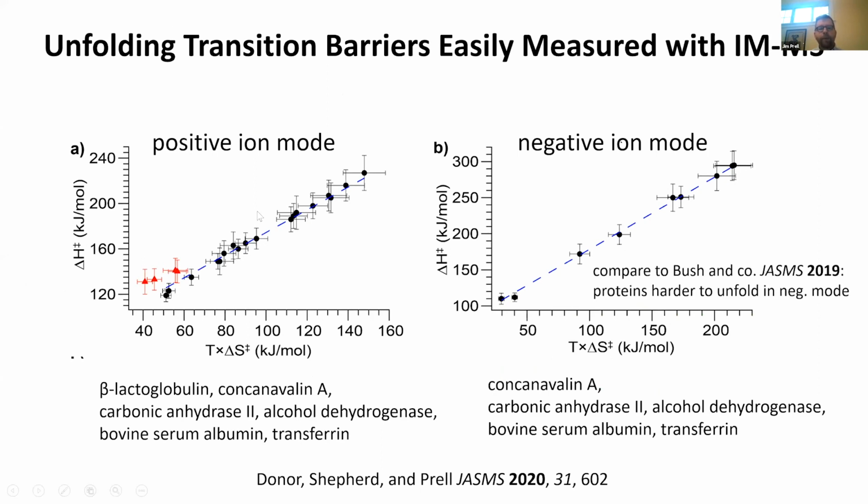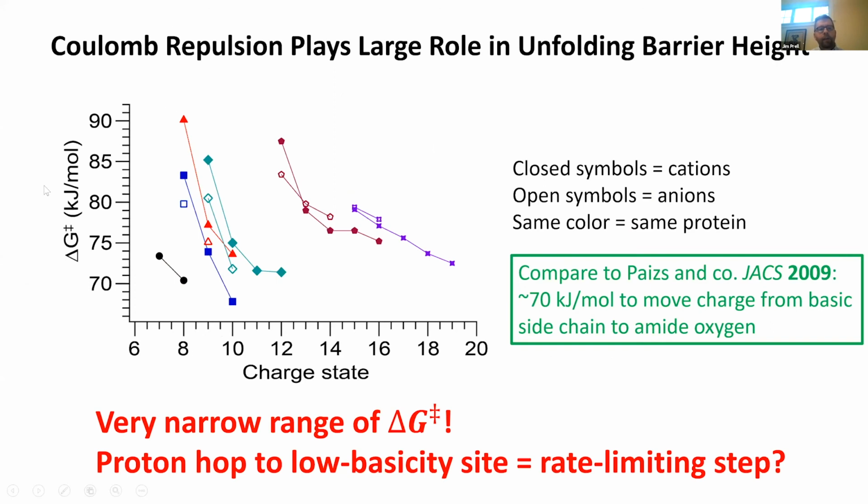negative ion mode. One of the interesting things we found out is that ions are indeed harder to unfold in negative ion mode. That agrees very well with results from Bush and coworkers. We also see an interesting correlation between the delta H and delta S double dagger of unfolding. And we were able to plot the Gibbs free energy of unfolding as a function of charge state, where we see very clearly sort of a 1 over charge type behavior. All of these results are telling us that Coulomb repulsion plays a very large role in the unfolding barrier height.